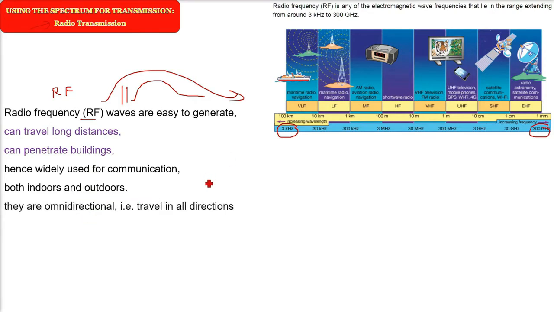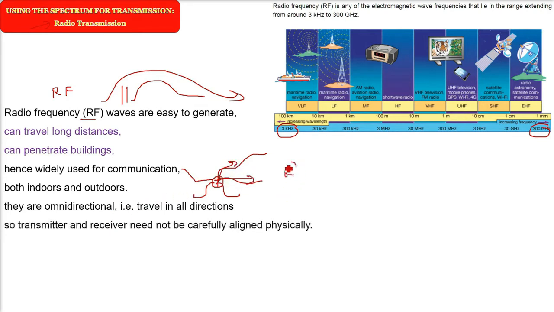And the important part is that these radio frequency waves are omnidirectional. Omni means in every direction, 360-degree direction. They can be sent in all the directions and can be received in all the directions. Bidirectional means two directions, unidirectional means one direction. So if this is a transmitter, we have a receiver. The transmitter and receiver, we don't need to align them linearly. That is, they don't need to be carefully aligned physically, because both of them are omnidirectional.